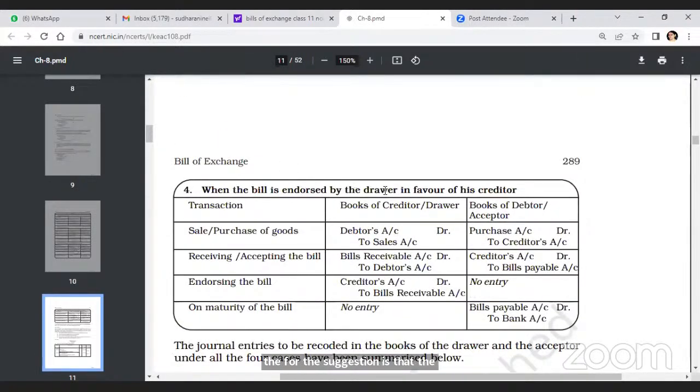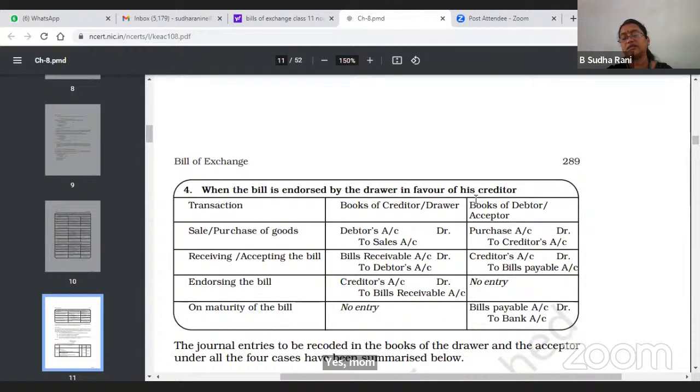The fourth situation is when the bill is endorsed by the drawer to a third party or his creditor, and the bill matures on the due date. Again, the first two transactions remain the same in both parties' books, that is, for sale or purchase and acceptance. The third transaction will come only in the drawer's book, and the drawee is in no way concerned with that, so no entry in the drawee's book.